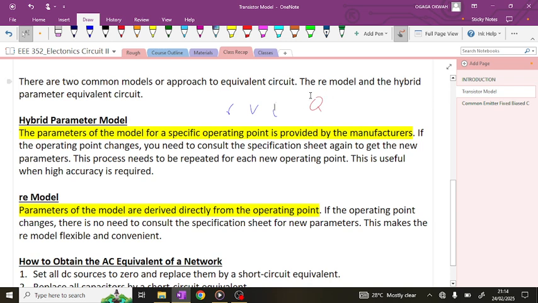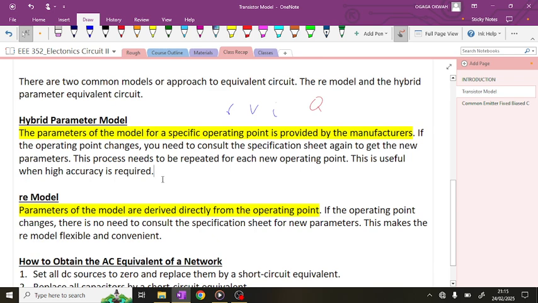we need to go and look at the specification sheet to get the new set of parameters. This specification sheet is provided by the manufacturer, so each time the operating point changes, you have to go and look at it. This process of checking the specification again has to be repeated for each new operating point. This is useful when high accuracy is required.